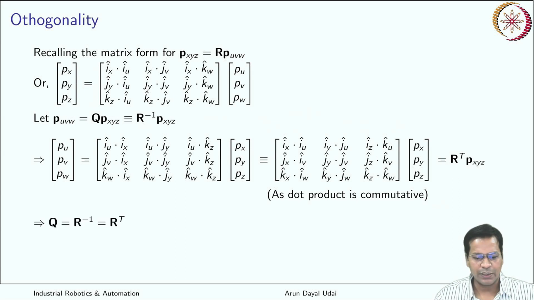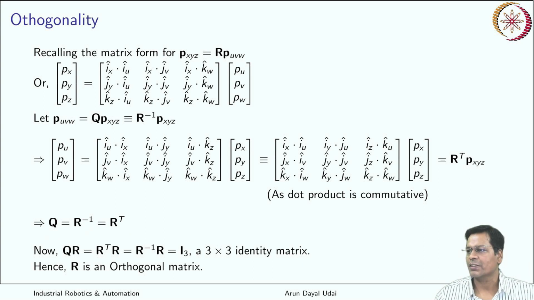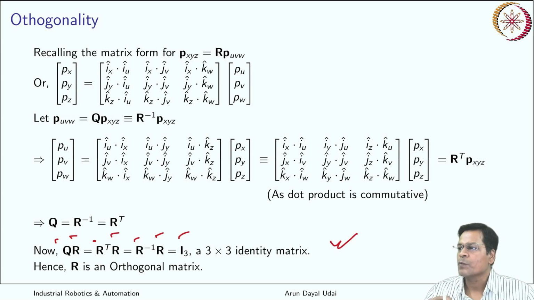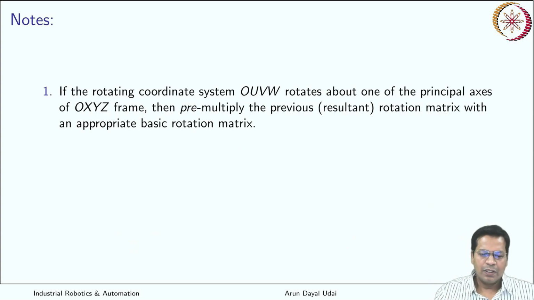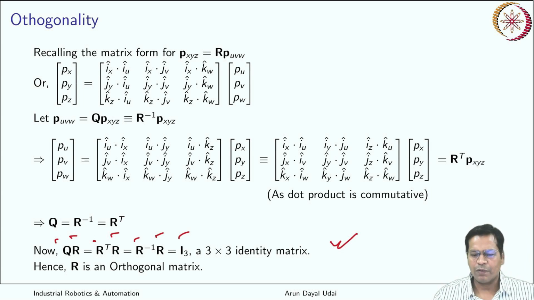So what does it say? Q now is equal to R inverse. It is also equal to R transpose. Okay. So basically now QR is equal to R transpose R is equal to R inverse R is equal to the identity matrix. So this is basically an orthogonal matrix. So rotation matrices are orthogonal. Okay, they are orthogonal.